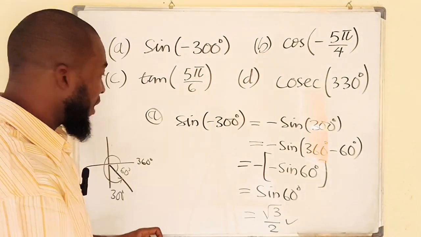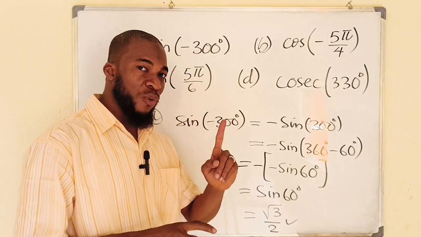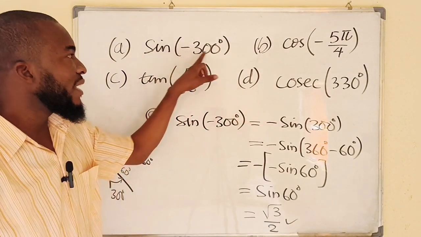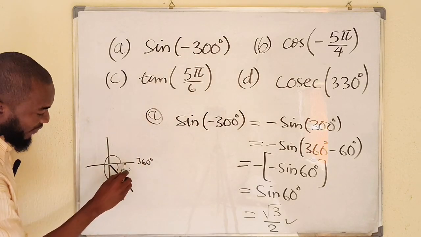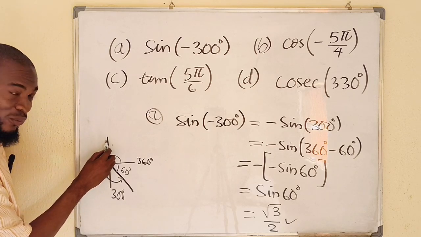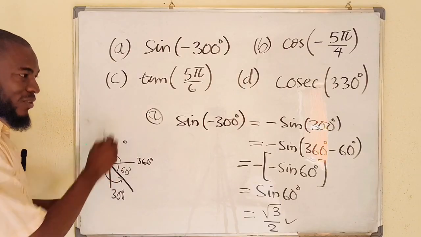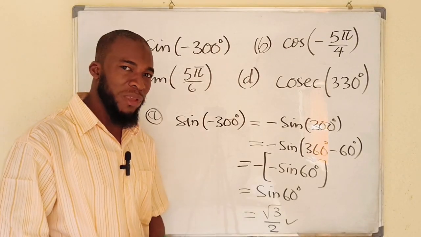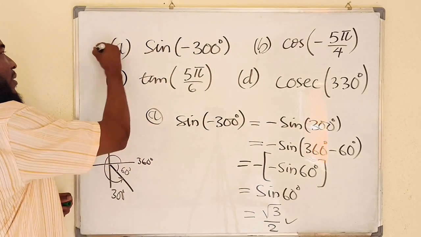And now let me explain why it is positive. Remember that all ratios in the first quadrant are positive, right? So just look at it. If you consider it as negative 300, you have to count it clockwise. So if this is negative 90, negative 180, negative 270, negative 300 will be in the first quadrant, and all ratios in the first quadrant are positive. This is why our final answer turns out to be positive root 3 over 2. We are done with the first question.